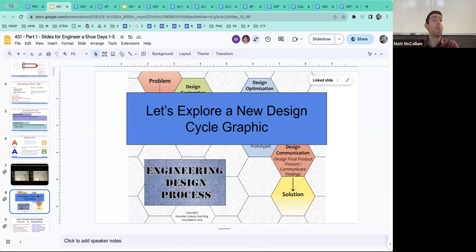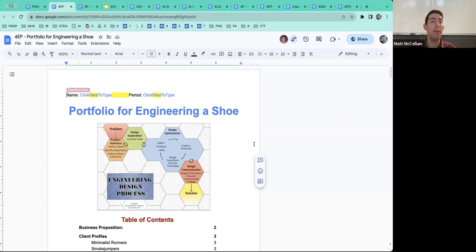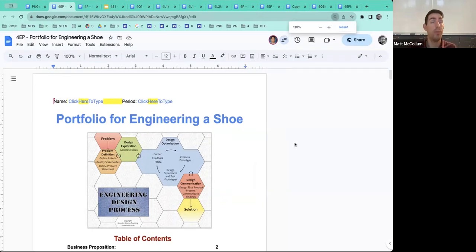Sorry, I'm muted. Yeah, so we really do want to start with that eye in mind for design, and we need to also look and see, what's the design problem? What are we trying to do? So we explore a new design cycle. We've thought about the engineering design process for several units. And this is just another iteration of that. Bedford, if you could flip over to the 4EP there. We give them their engineering portfolio for the shoe.